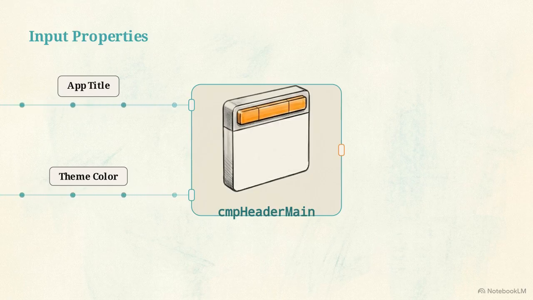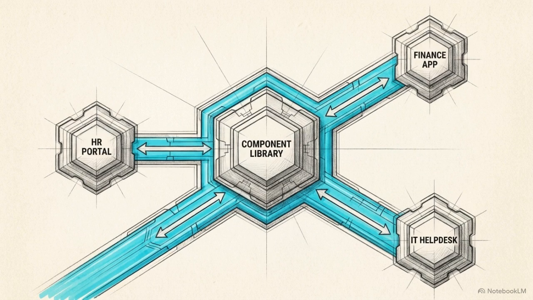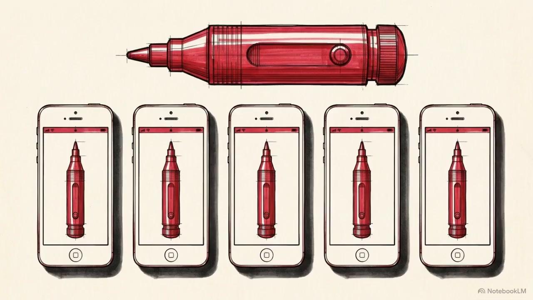Input properties allow the host application to feed context, like an app title or theme color, into the component. Output properties then send data back to the app, like when a user clicks a specific icon. This bidirectional abstraction allows one foundational element to serve dozens of distinct business functions while remaining physically connected to the central library. Shared components built without these configurable properties are essentially rigid templates that will eventually be broken by developers.